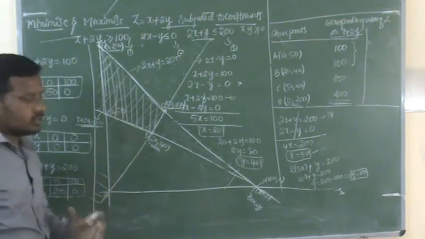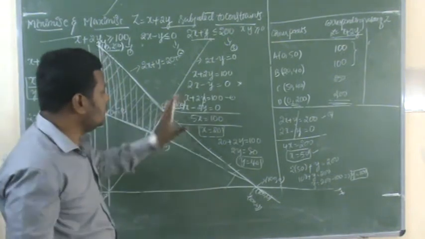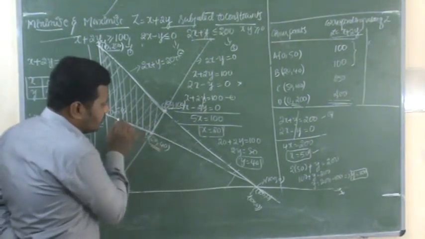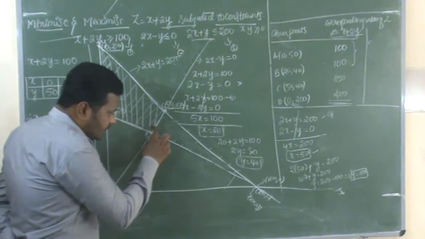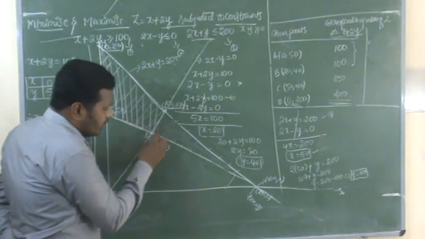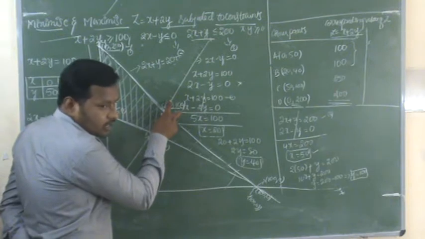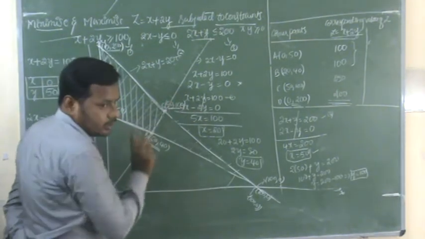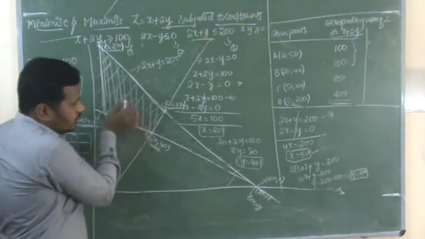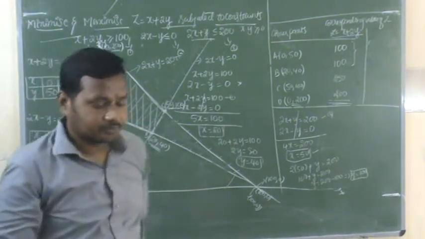Note down. First, solve the equations. To find the corner points, we solve the intersection of lines and we get the points. Here also, we solve the intersection of lines and we get the points. And this is the feasible region. We draw the feasible region. And finally we get the answer. No doubt.